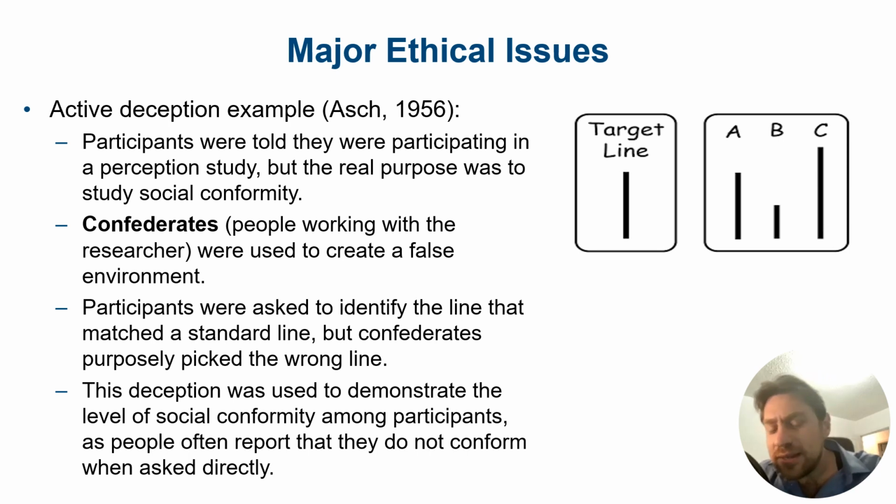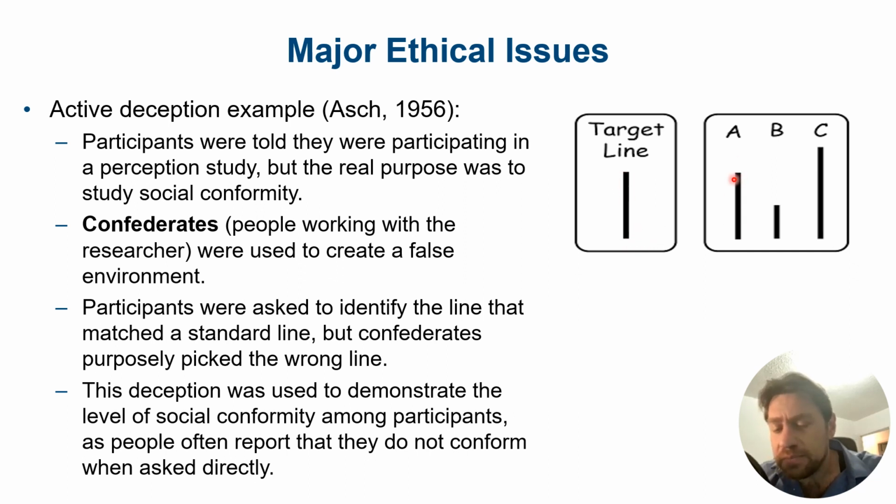Okay, so in the study, the participants were told that they would be tested on their visual perception, their visual abilities. And this was active deception because that's not the purpose of the study. They were being lied to actively. The real purpose of the study was studying conformity. And so in this experiment, people saw the following stimulus, a target line, and the task was to select which of these lines, A, B, or C, is the same length as the target line. Now the answer is obviously A.